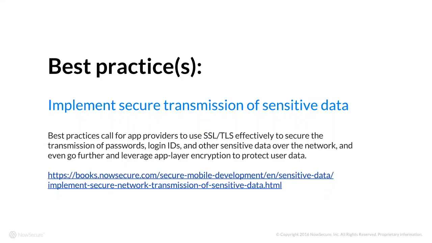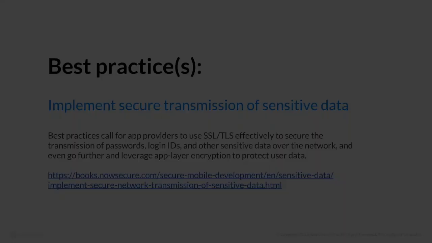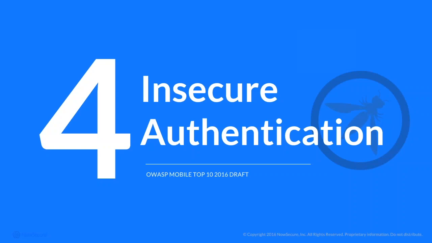Here's one of the best practices, which seems pretty straightforward when it comes to implementing secure transmission of sensitive data. Today, best practices call for app providers to use SSL or TLS effectively to secure the transmission of passwords, login IDs, and other sensitive data over the network. And they can even go further and leverage app layer encryption to protect user data. The example we're going to be talking about piggybacks off of OWASP Mobile Top 10 risk number 4, insecure authentication.